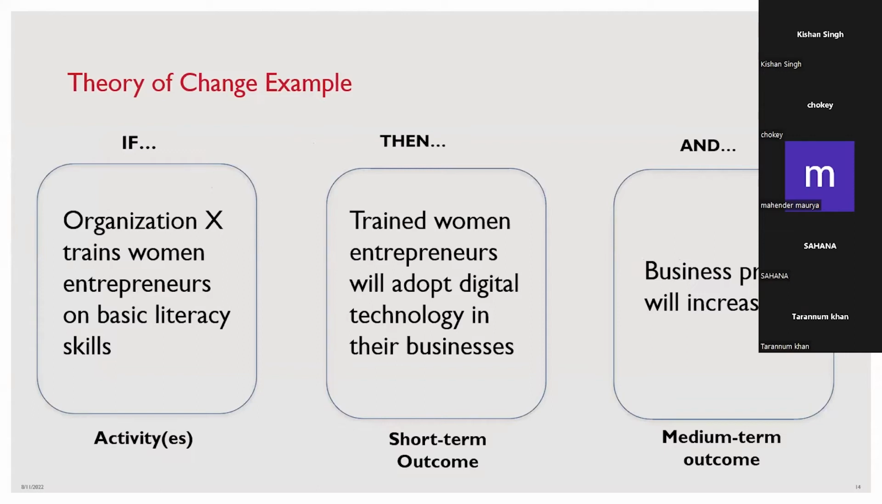The if statement is our activity: organization X trains women entrepreneurs on basic literacy skills. Then we believe that in the short term, trained women entrepreneurs will adopt digital technology in their businesses. And in the medium to longer term, business profits will increase. This can feel a little bit formulaic. But again, the key is to lay out what you believe your activities will lead to. What is within your sphere of influence, and what are you contributing towards? This theory of change is very basic, right?